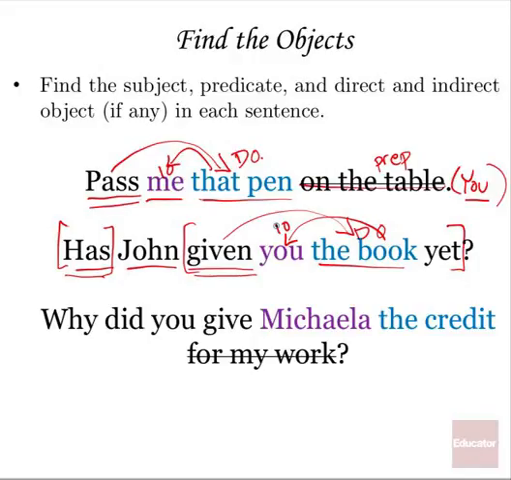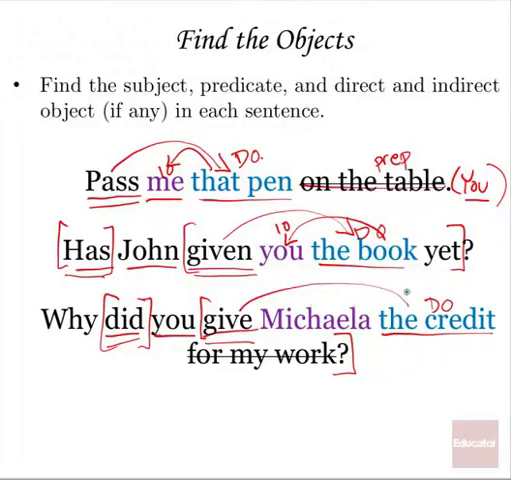Why did you give Michaela the credit for my work? All right. The subject here is you. The verb phrase is did give. Once again, we have a predicate that's broken up because this is a question. And the credit is the direct object. Again, it's what's being given. So it's receiving the action of the verb give, and Michaela is receiving the direct object credit. And for my work is a prepositional phrase, and we're ignoring it while we're looking for objects.